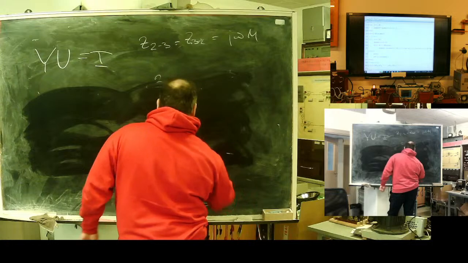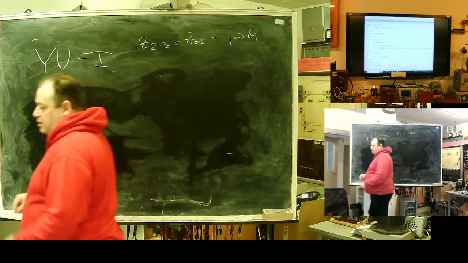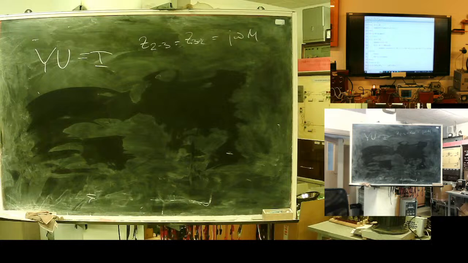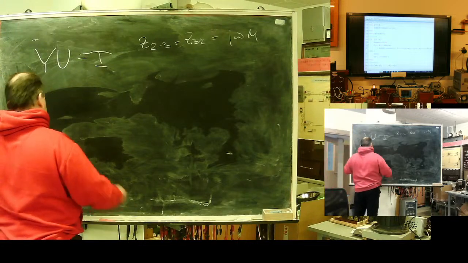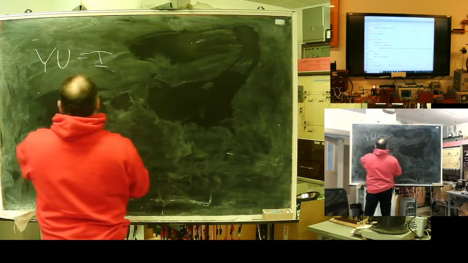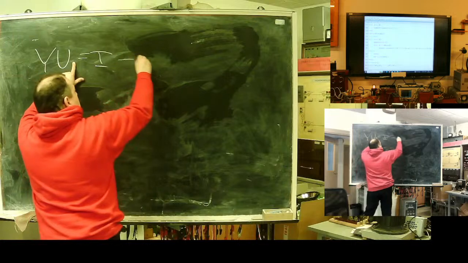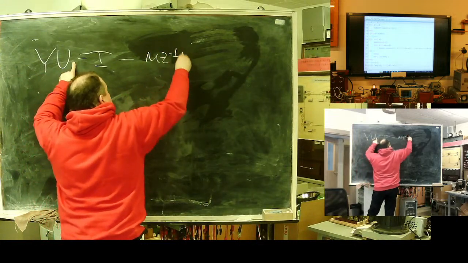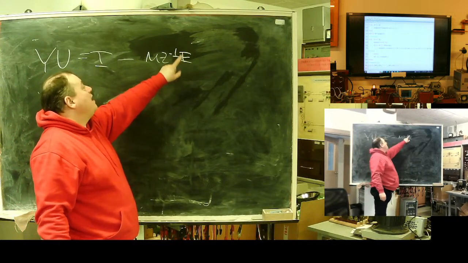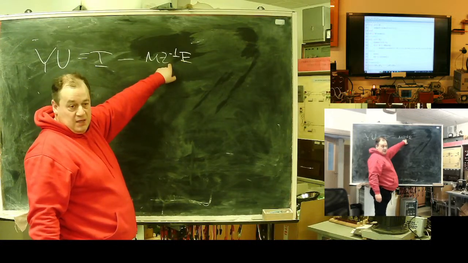What should I do with EMF? At this point, I wrote only current source. What about EMF? In case of a linear network, I can assume that each EMF produces its own current. I can expand this Kirchhoff law with M. Here each EMF produces its own current, EMF divided by resistance.